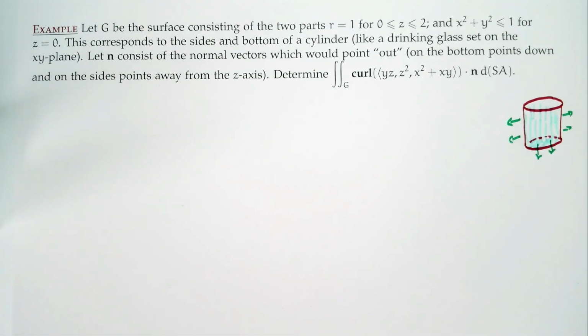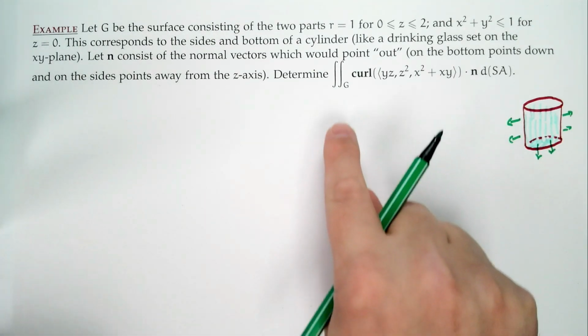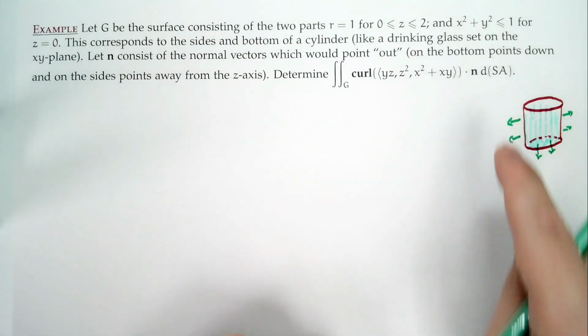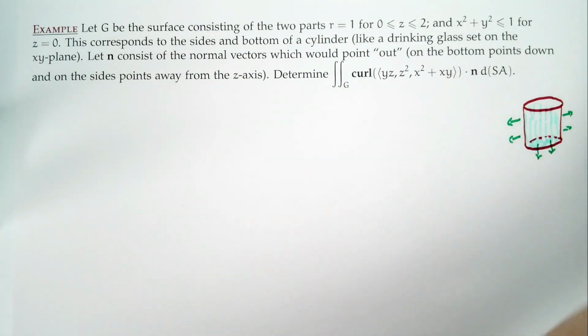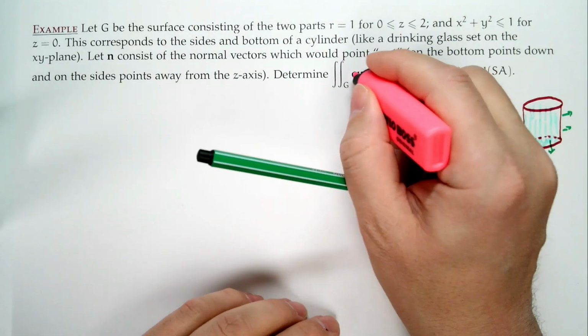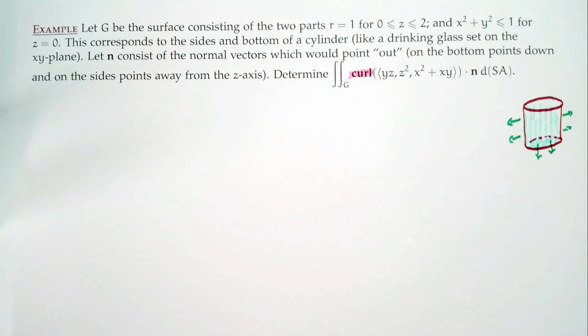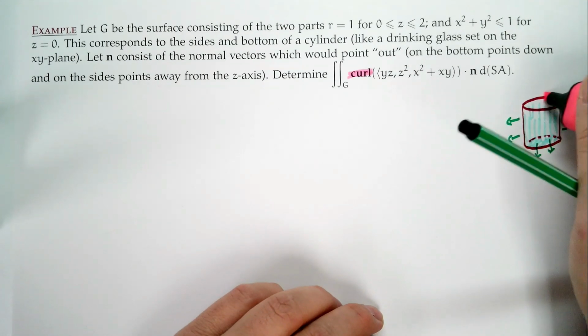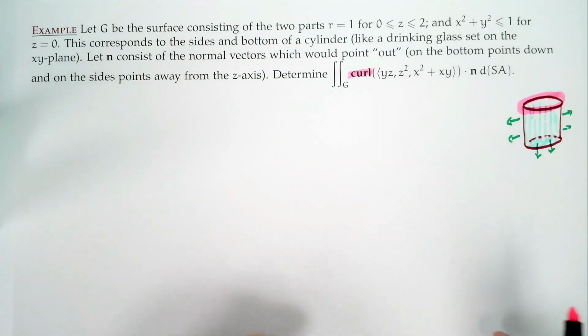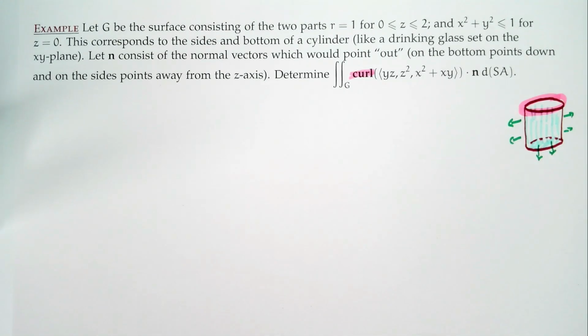So the question becomes, determine the integral along the surface of the curl dot n. Okay, so here's our problem. We've got to find this integral. There's a couple of keys. The curl. When you see something that involves curl, we think Stokes. There's something else. We have this surface, and that surface has a boundary. When you have a surface with a boundary, you think Stokes. So that's a double Stokes.